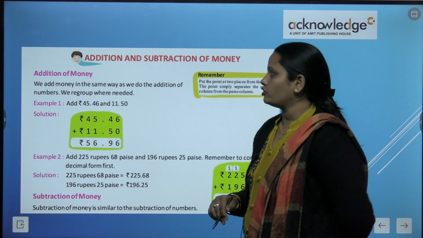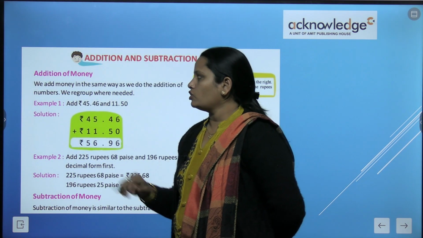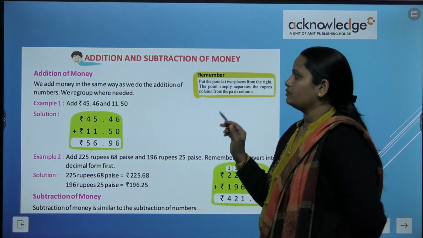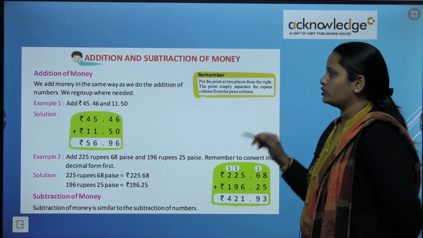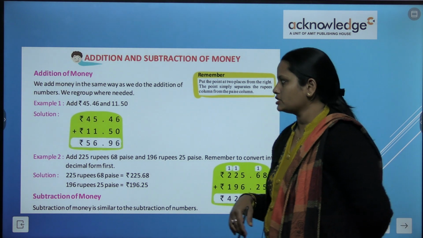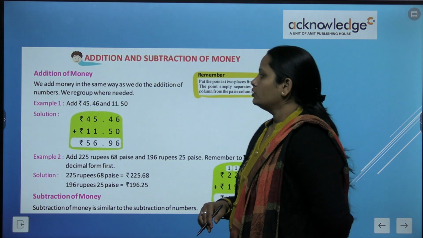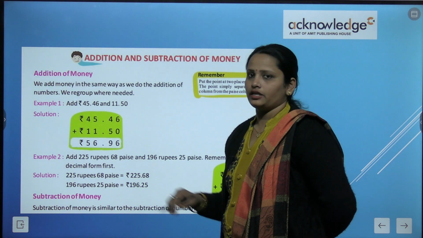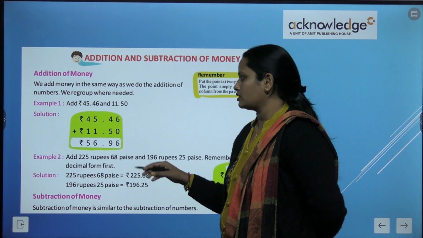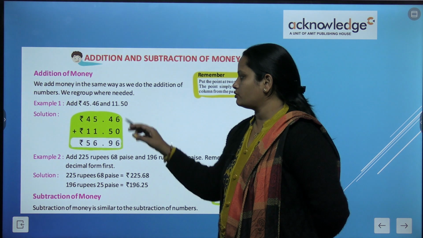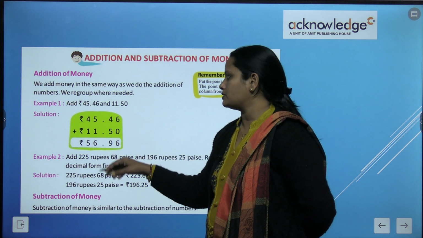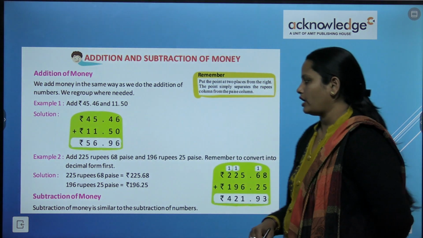Addition and subtraction of money. कैसे add करते हैं? So we add money in the same way as we do the addition of the given numbers. Here we have to add 45 rupees 46 paisa and 11 rupees 50 paisa. So 6 plus 0 will be 6, 4 plus 5 will be 9, 5 plus 1 will be 6 and 4 plus 1 will be 5.